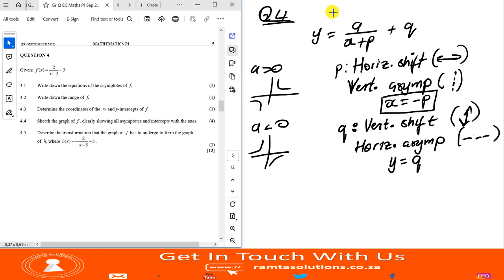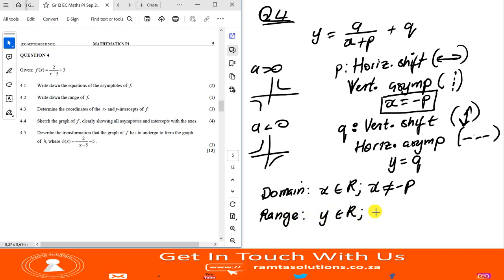When we talk about the domain, we are saying it is valid for all values of x. However, it is not valid at your vertical asymptote, where x is equal to negative p. Now, we also talk about the range. We say it is valid for all y values except at the horizontal asymptote. This is all you need.